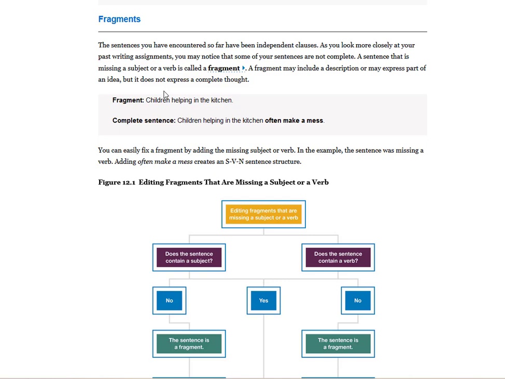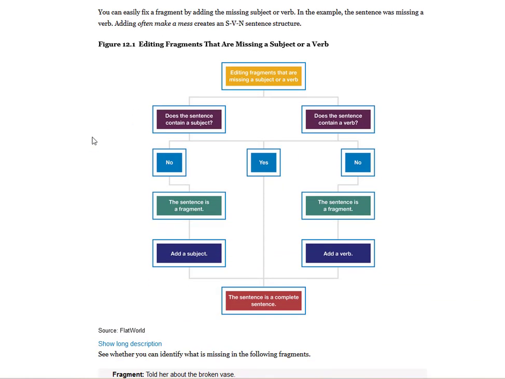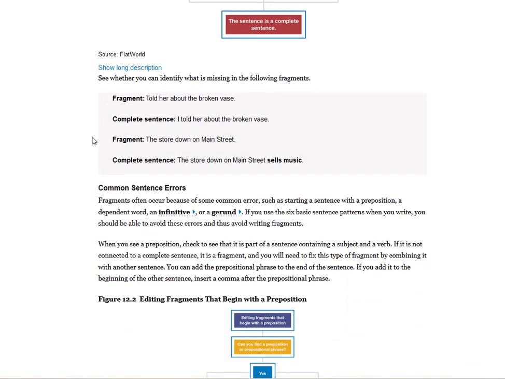A fragment is usually something that's not a complete thought, and if you write a fragment in your essay, you get an F. So that's why if you know sentence structure, you can avoid fragments. Fragments are usually missing a subject, a verb, or an object, making it an incomplete thought. So the fragment "told her about the broken vase" is missing a subject. Complete sentence: I told her about the broken vase.